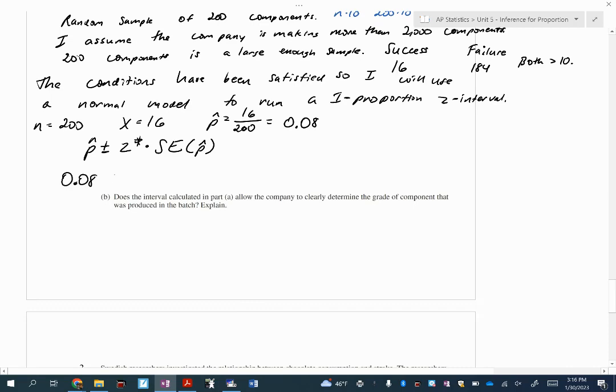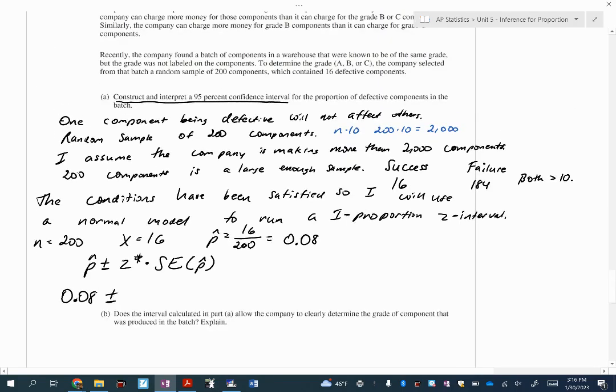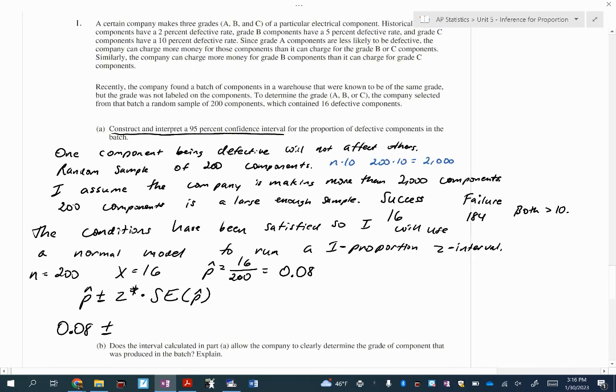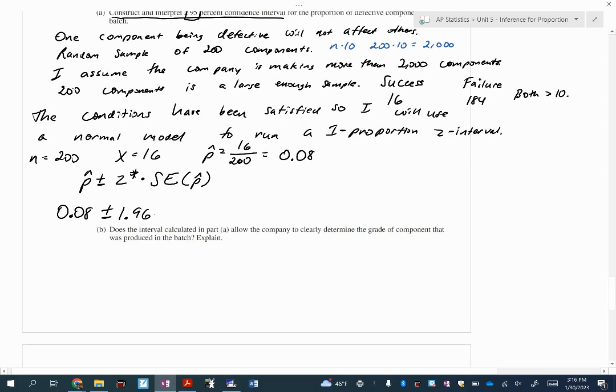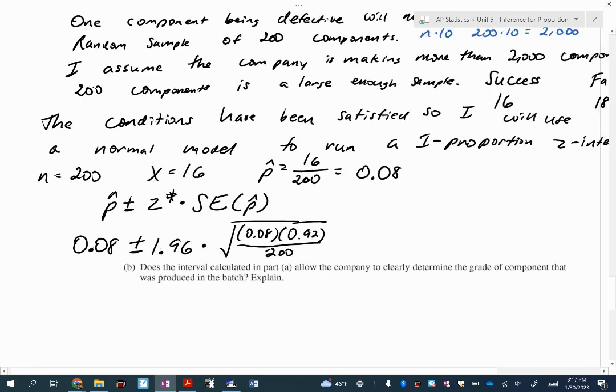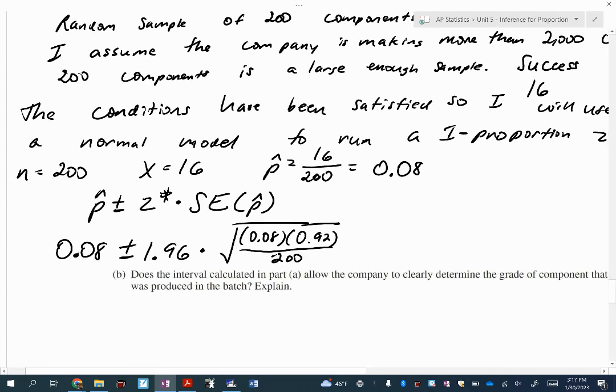Remember, don't expect to get this on Wednesday, Thursday. What z star? For 95% it is 1.96 times the square root of 0.08 times 0.92 over 200. How did I get the 0.92? Just subtracted the 8% from 1.